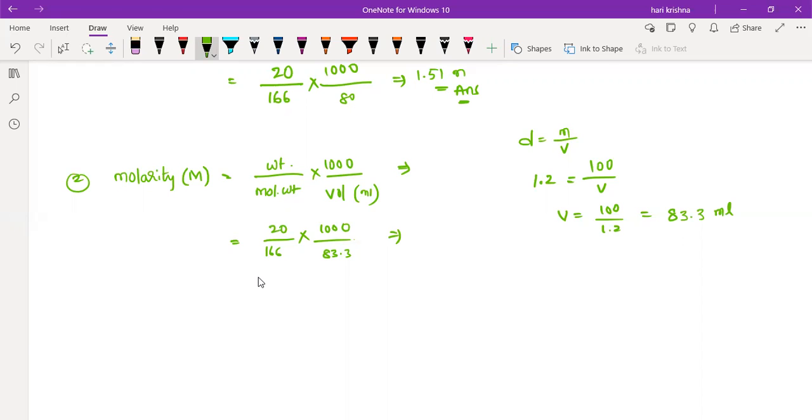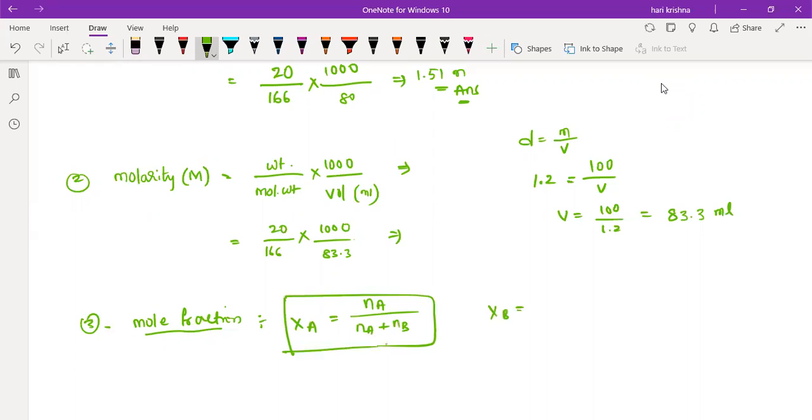What is the answer? Those who got the answers, at least you can tell me directly or you can message me personally. Still the mole fraction is there, you have to find it out. So what is the mole fraction formula? XA equal to Na by Na plus Nb and XB equal to Nb by Na plus Nb. What is this N? Number of moles of solute. Na is the number of moles of solute and Nb is the number of moles of solvent.